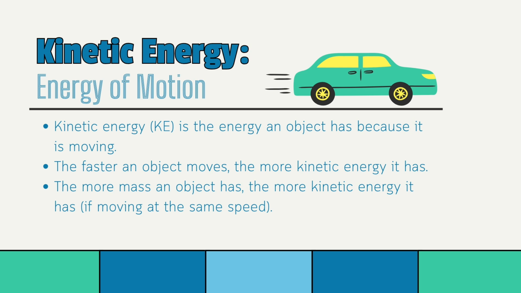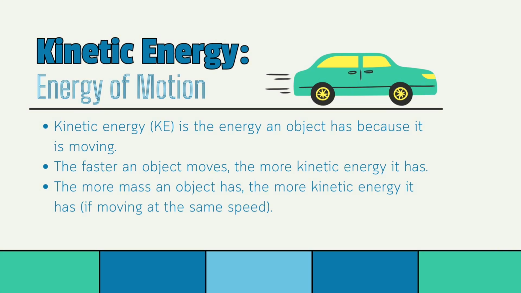Here's the interesting part. The faster an object moves, the more kinetic energy it has. And the heavier the object is, the more kinetic energy it has at the same speed. So a fast bicycle has less kinetic energy than a fast truck. Same speed, different mass, different energy.